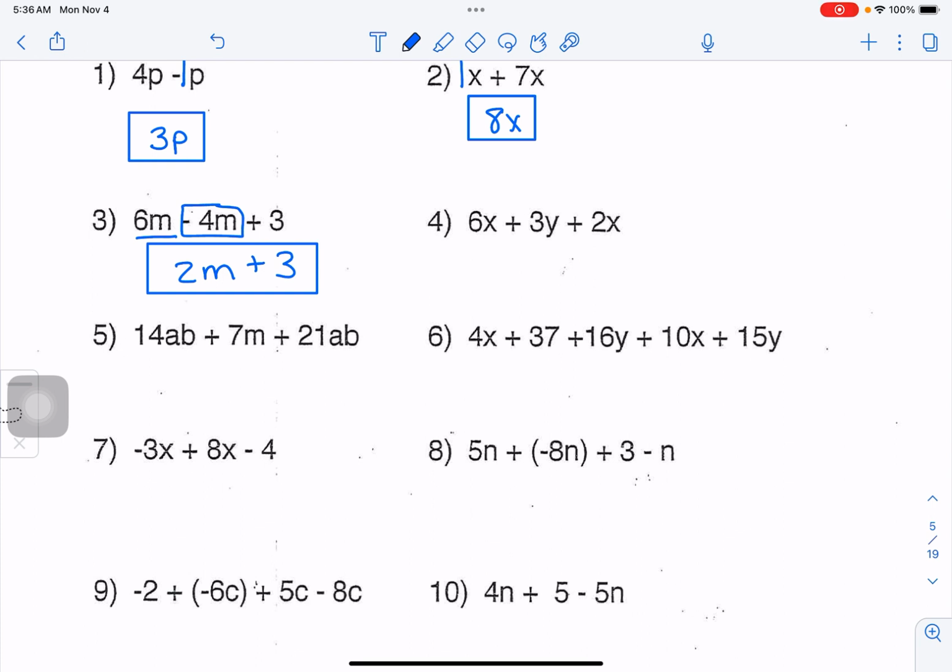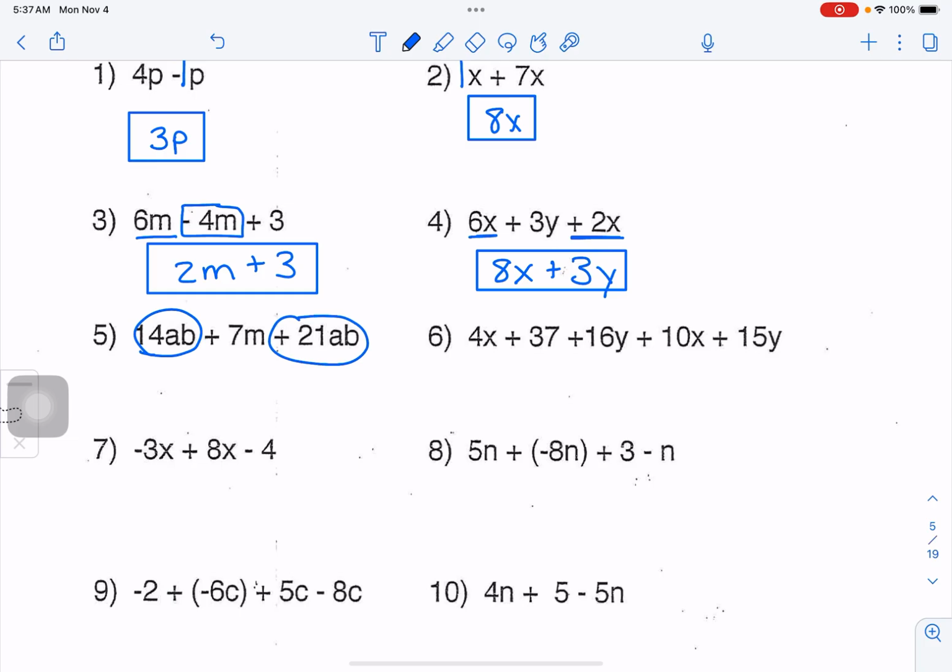In the next one, I have a 6x and a positive 2x, which means I get 8x plus 3y. Following on to number 5, I have a 14ab and a positive 21ab, which means I now have 35ab's plus a 7m.